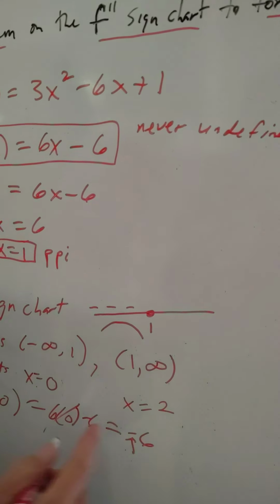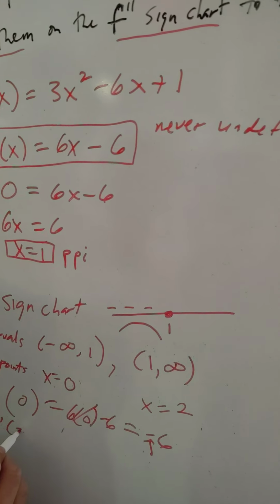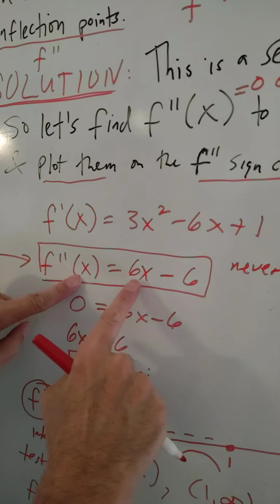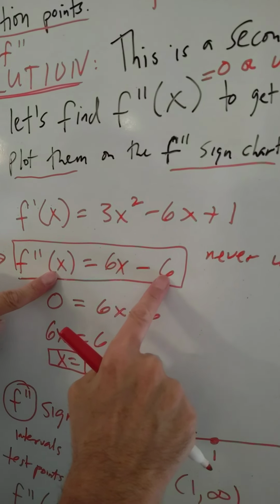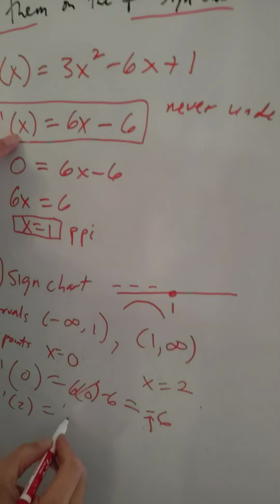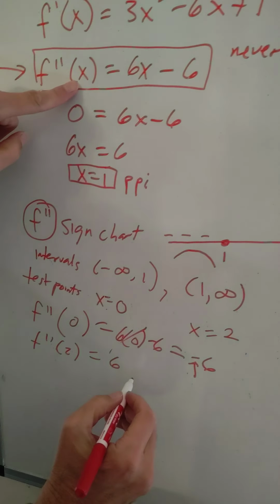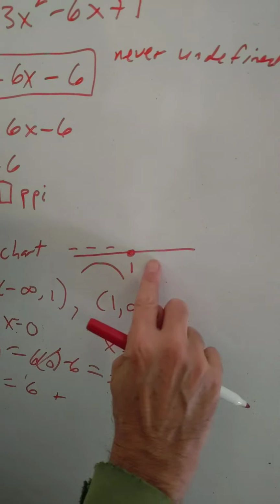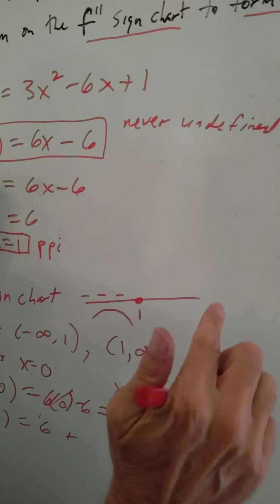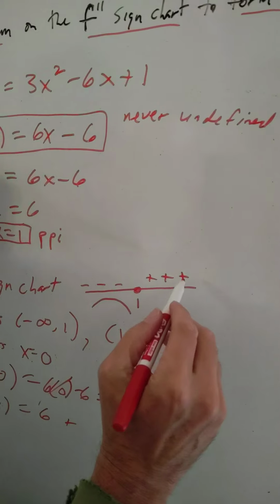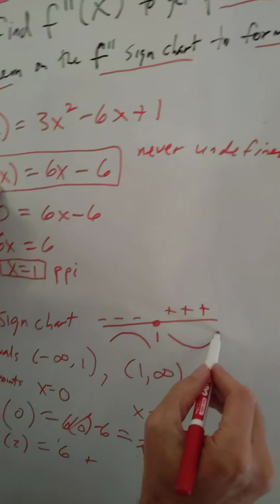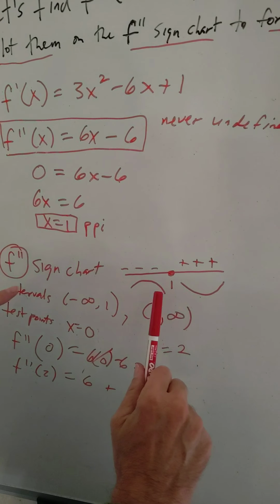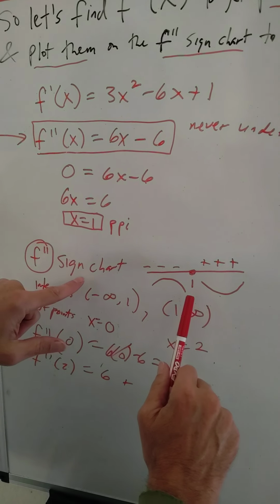Okay, now let's input f double prime of 2. Let's do this in our heads. When I plug in 2 for x, I'm going to get 6 times 2 is 12. 12 minus 6 is 6, which is positive. So, for this interval from 1 to infinity, which includes that test number 2, we are positive, which means concave up. So this gives us a wealth of information, this f double prime sign chart.